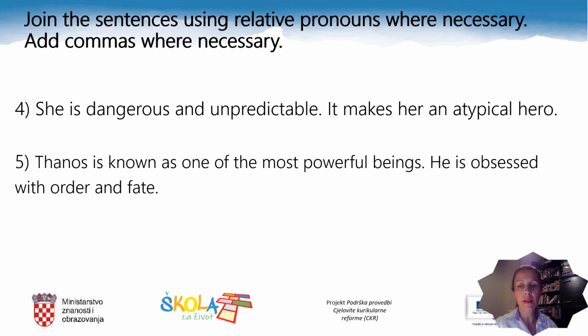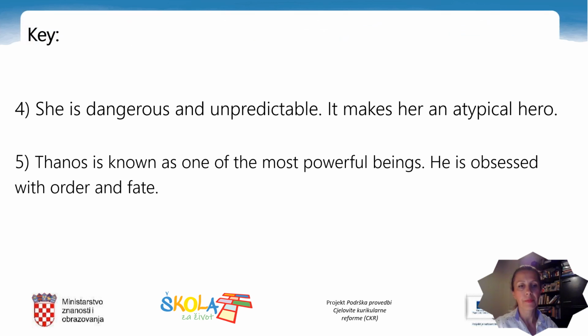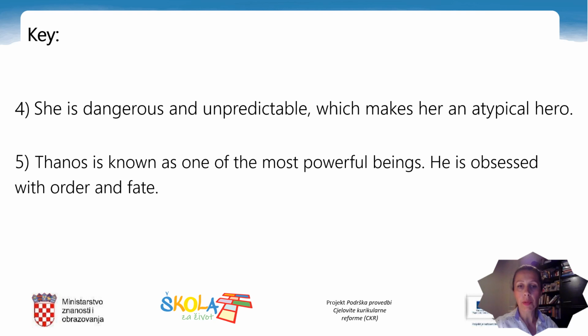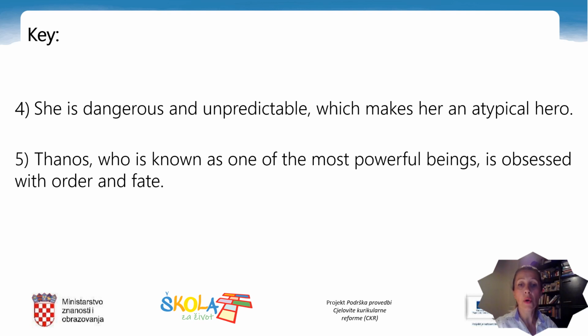There are two more sentences. Connect them using a relative pronoun. Let's check the answers now. She is dangerous and unpredictable, which makes her an atypical hero. Thanos, who is known as one of the most powerful beings, is obsessed with order and fate.